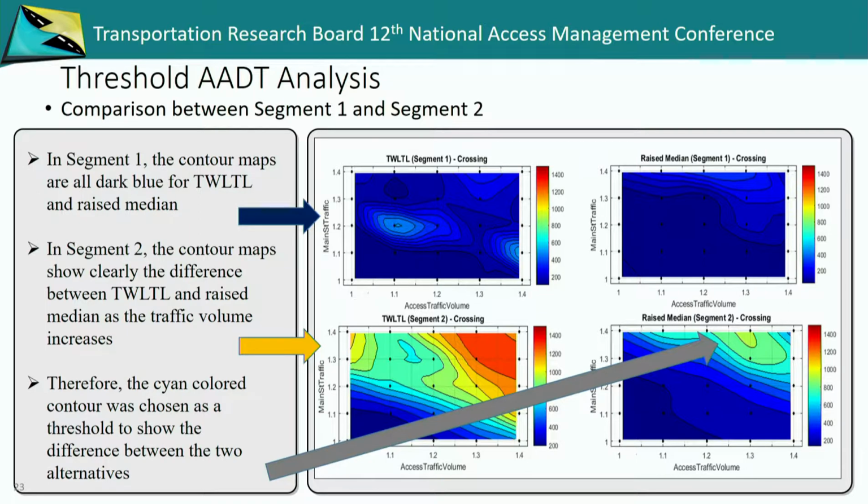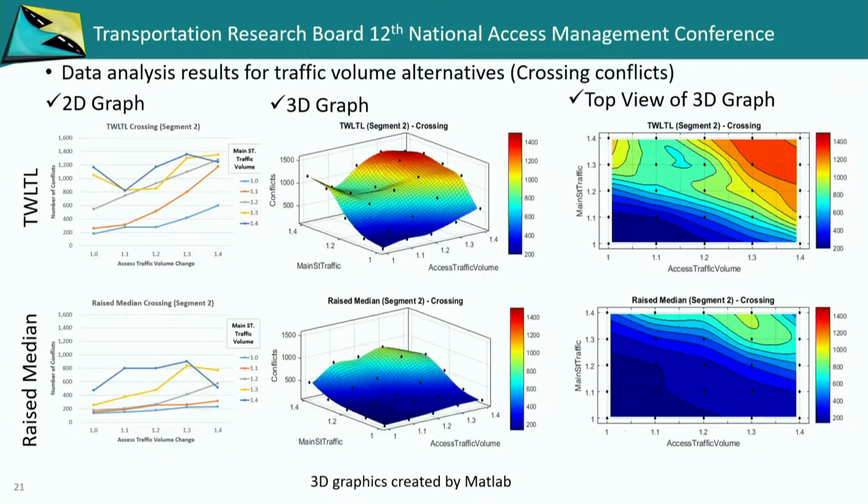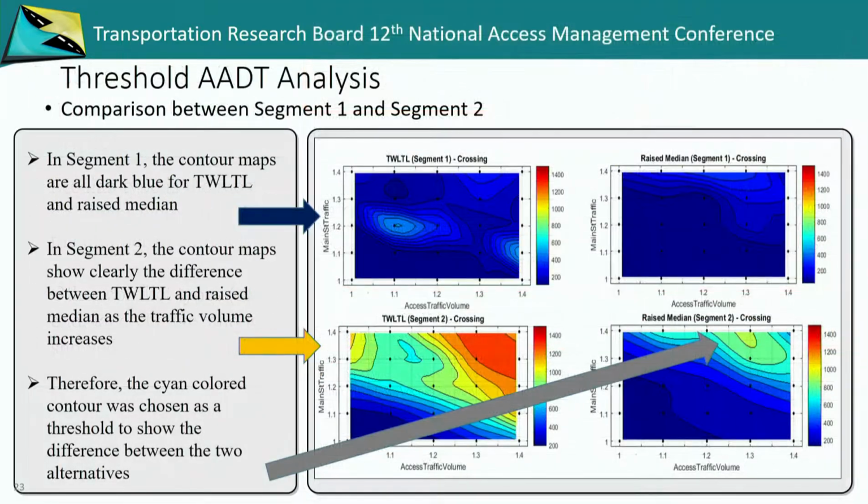So we went back to those heat maps and looked at our thresholds. So we saw, in segment 1, contour maps, they're all dark blue, so dark blue is okay. We don't have a real problem there. When we start to see that changing, though, we again identified this cyan color as our border that we were going to utilize. Now, probably we could have shifted it down a layer or two, and I'll show you what the results were here. But this is the point where we really have a lot of conflicts occurring and we need to change that median type.